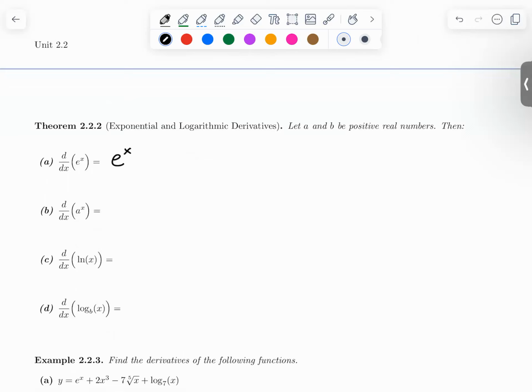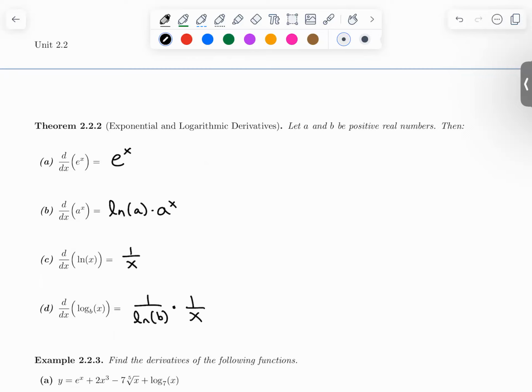The derivative of a to the x, for any other base other than the natural base, is natural log of a times a to the x. The derivative of a natural log is 1 over x. And the derivative of log base b, for any other logarithm, is 1 over natural log of b times 1 over x. Proving A and C, kind of difficult. Proving B and D, they're actually consequences.